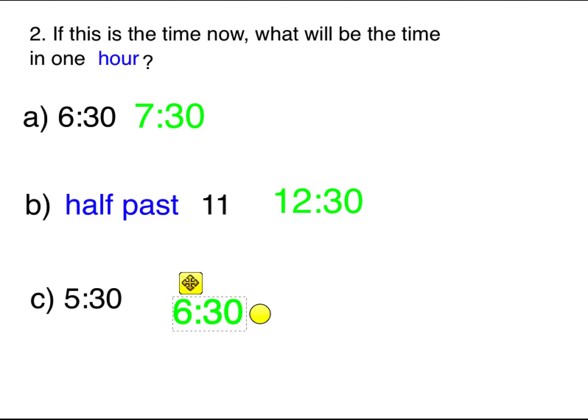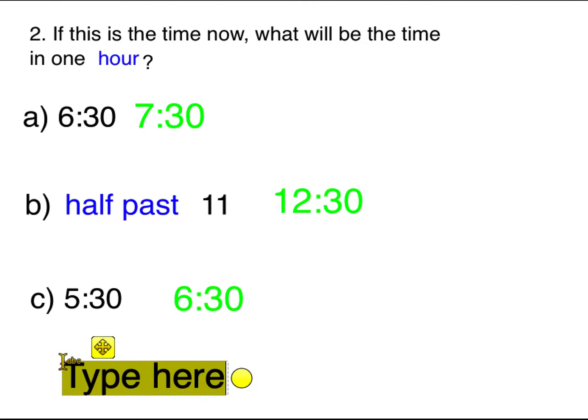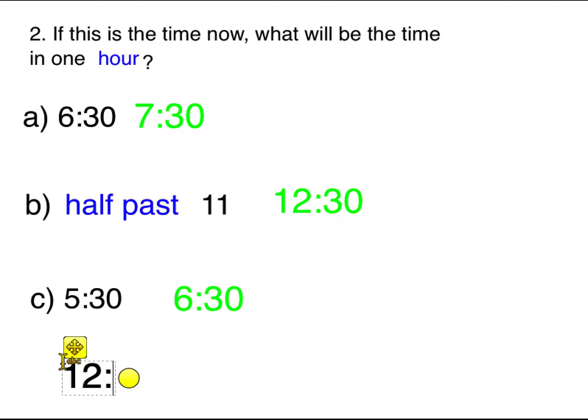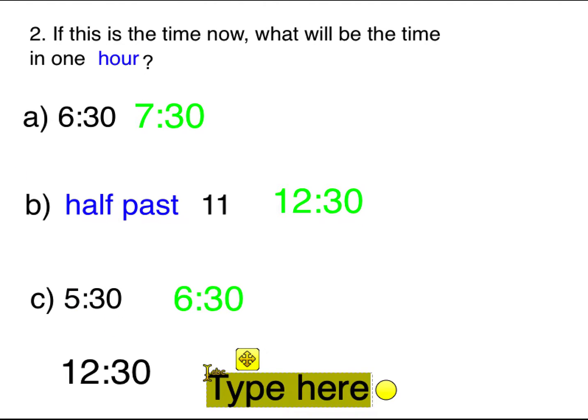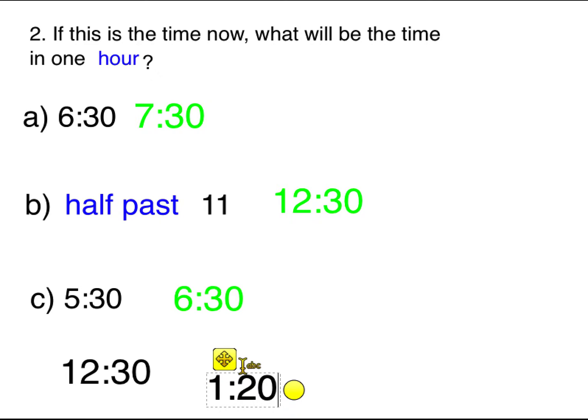6:30. The only one where it gets tricky would be, what would be 1 hour later than 12:30? Because 1 more than 12 is 13, but 1 more than 12 is not 13 on a clock. 1 more than 12 on the clock is 1. So 1 more than 12:30 would be 1:30.